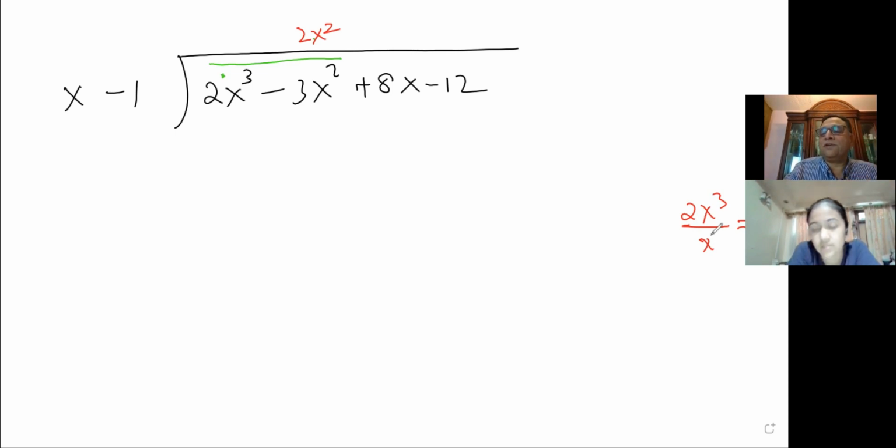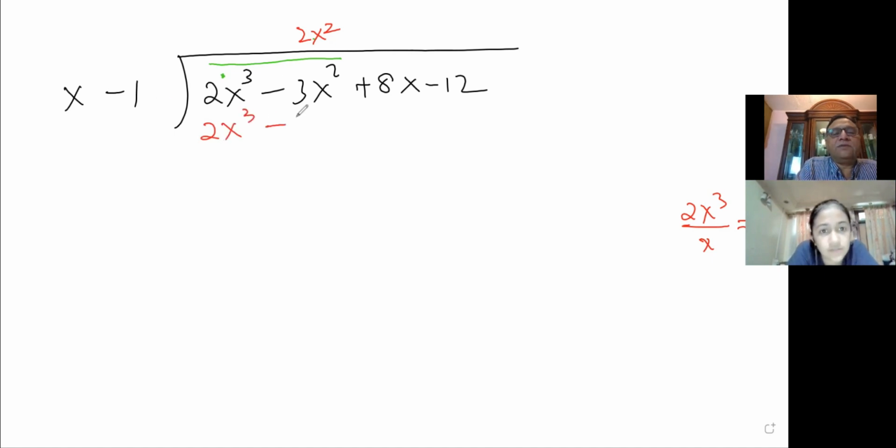Can you see this part of the screen? Yes. That is how you get your quotient. Clear? Because you have to get rid of the first number. One by one, we will evenly divide all the terms. Is that okay? Yes. So, when we multiply 2x squared with x, you get 2x cubed here, minus, yes.